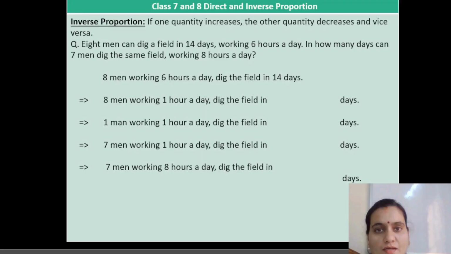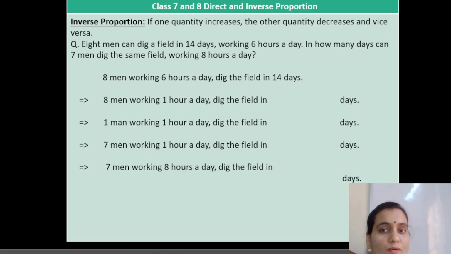Let's start. So this question says 8 men can dig a field in 14 days, working 6 hours a day. In how many days can 7 men dig the same field, working 8 hours a day? Now you see, we clearly know that when there is an increase in the number of men, the number of days required decreases, and vice versa. So this is a question of inverse proportion, there is no doubt about it.